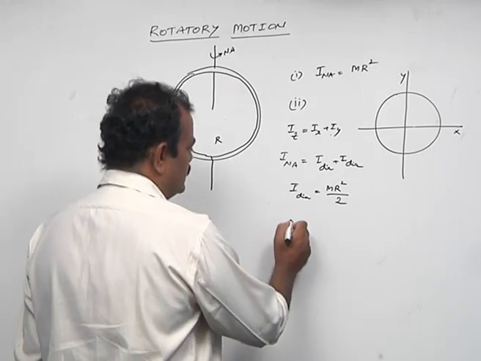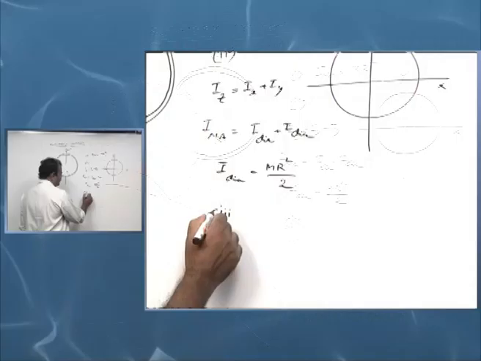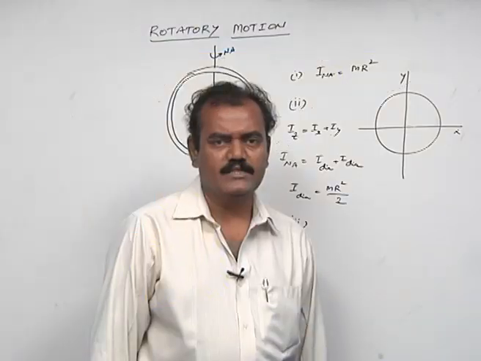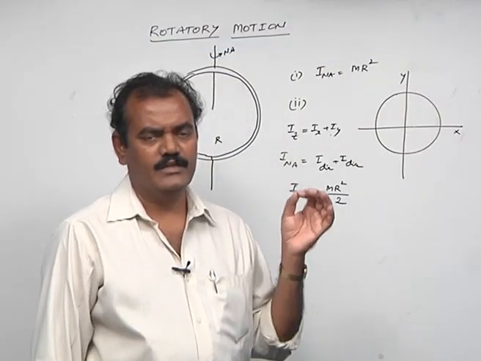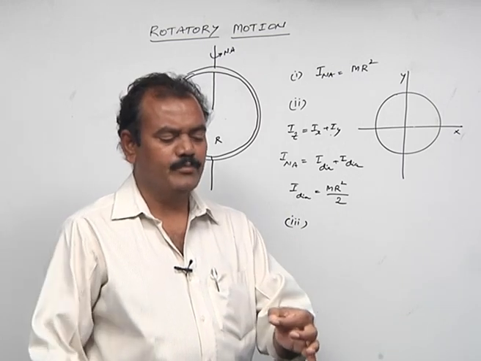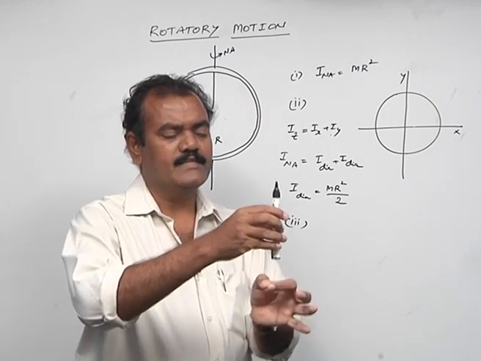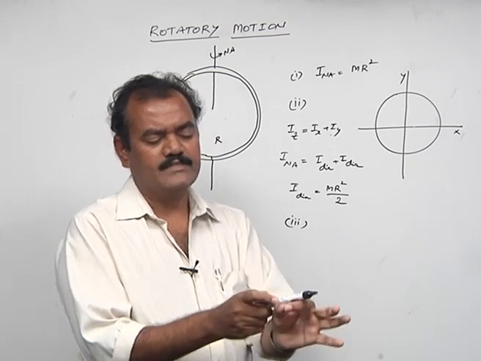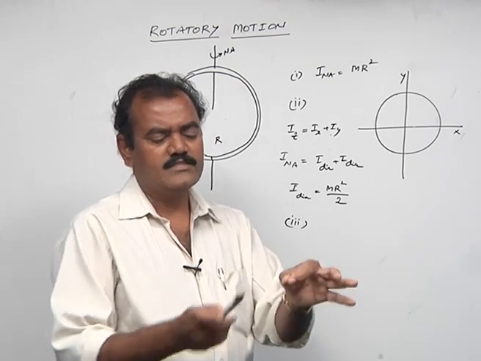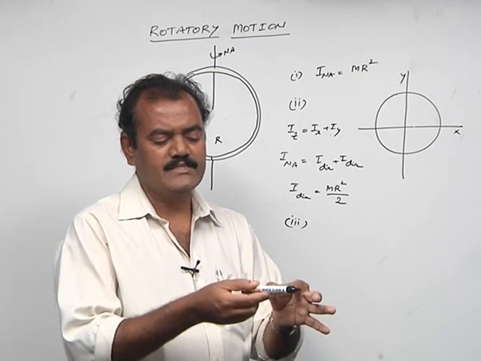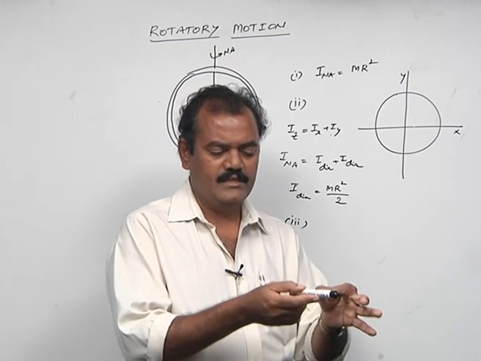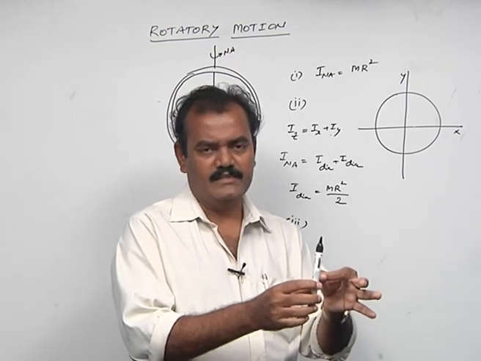Next, the third one: we are finding the moment of inertia about a tangent also. Suppose here what we have taken so far is a circular ring. This circular ring may rotate like this, or about this diametrical axis like this, or this circular ring may rotate about the tangent. A tangent can be taken in two ways. One is the tangent here and another one is a tangent like this.